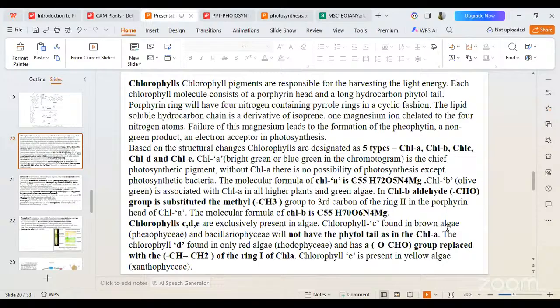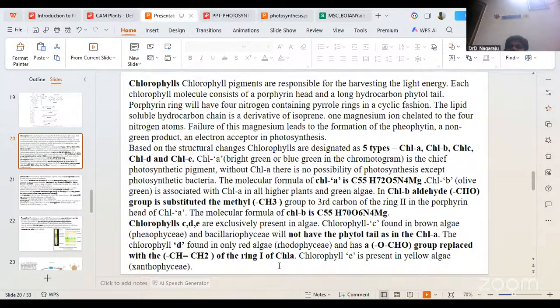Here you can see the variation. These are the main variations of the ring: chlorophyll A, B, C, D, E. In C, D, E there is no phytol; the 30-carbon phytol chain is absent. It is present only in A and B. A has the CH2, B has the CH4 methoxy group, at the second pyrrole ring, third carbon position.